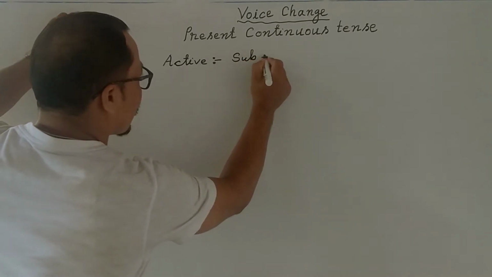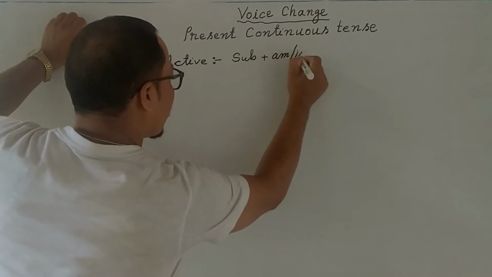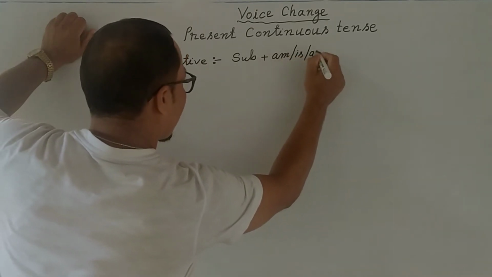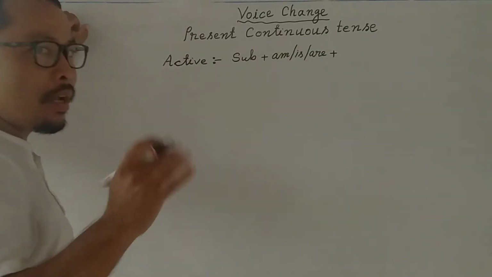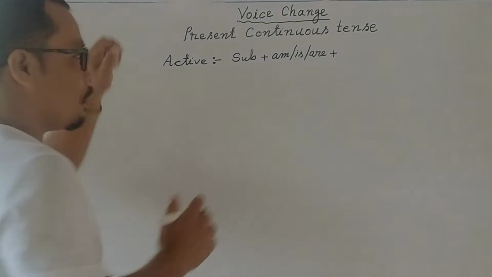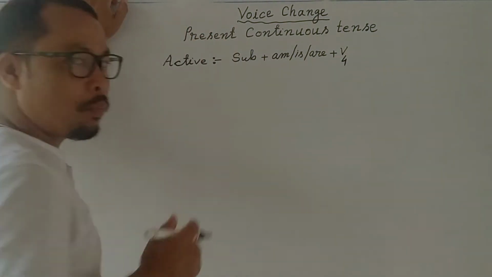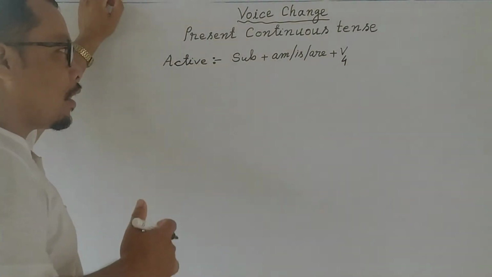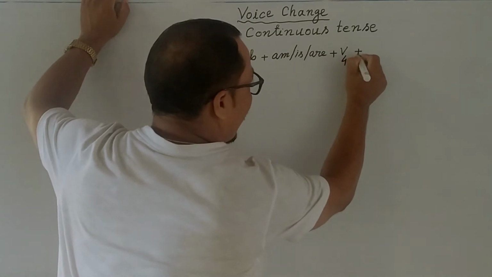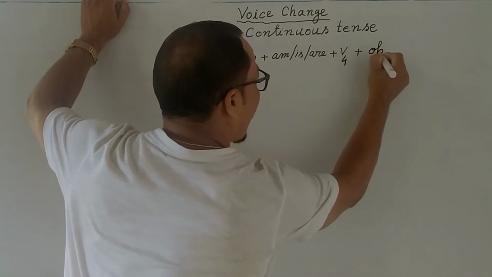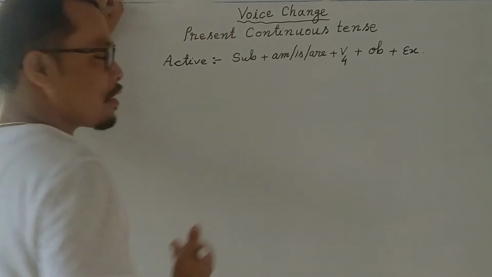subject plus am, is, are plus. What are am, is, are? Am, is, are are the helping verbs of present continuous tense. Then be verb. What is meant by be verb? V1 plus ing, like play, playing, sing, singing, dance, dancing, and so on. Then after that, we have to write one object. Finally, we have to write some extension, like place or time.